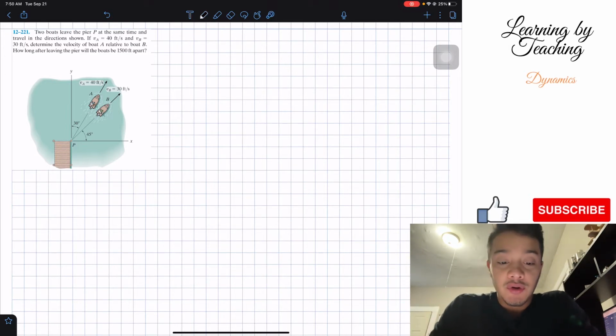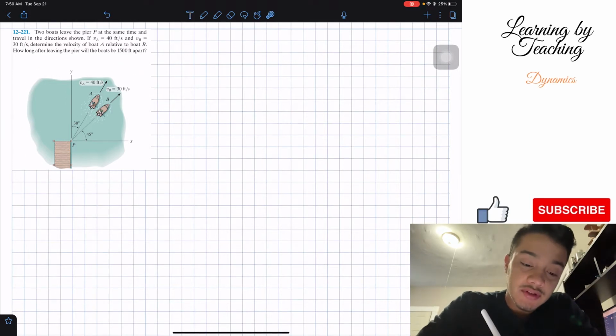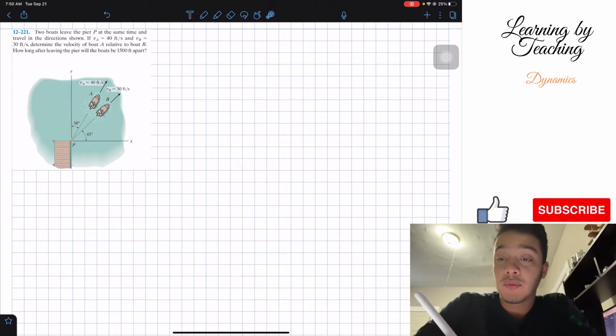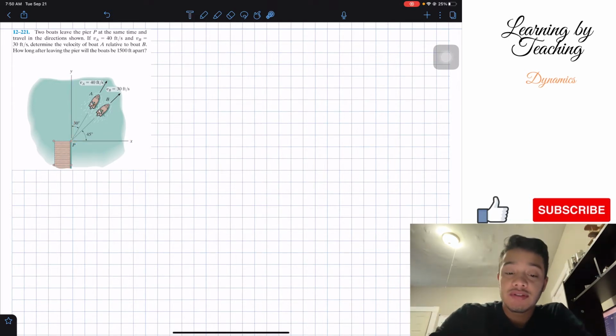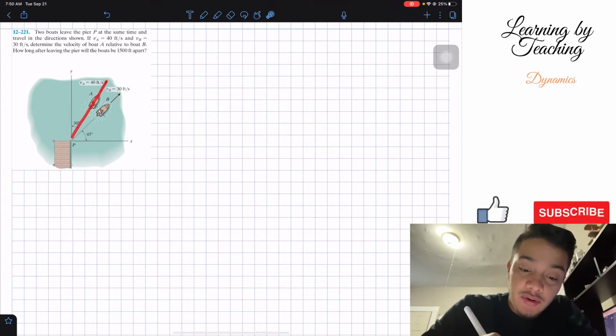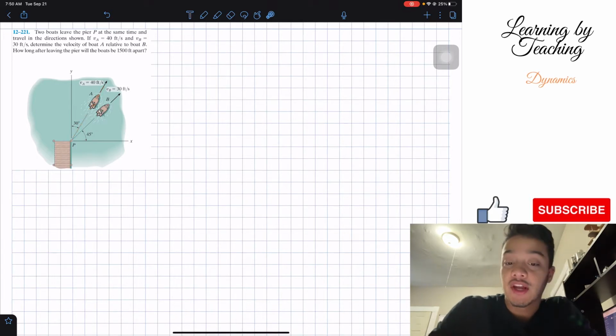Alright, so what we have in here is two boats leaving this pier, which is going to be the origin for our XY coordinates. Our boat B is leaving at 30 feet per second with a direction of 45 degrees, and we have our boat A leaving at 90 minus 30, which gives me a total of 60 degrees, okay? And the magnitude is 40 feet per second.